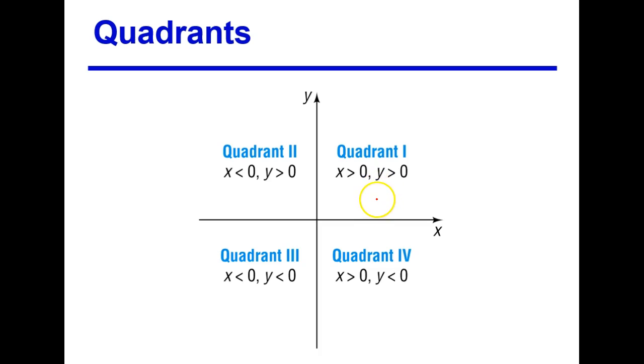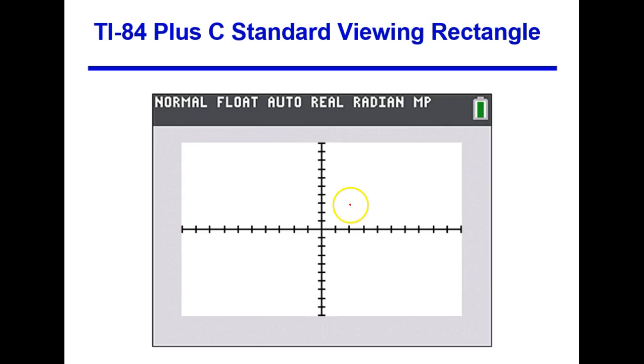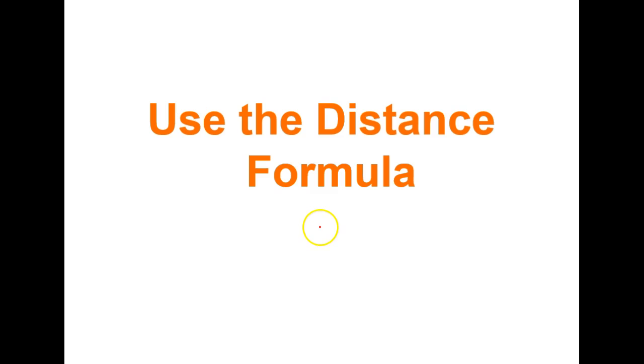We have 4 quadrants that we're going to really be looking at. This is quadrant 1. We always start here, and then we go counterclockwise when we count our quadrants. These will come in handy a lot later, so get used to understanding which quadrant points fall in. Often we're going to be using our graphing calculators or Desmos, and this is just our standard viewing rectangle. You can change this at any time, and we'll go through some of these things in class as well.